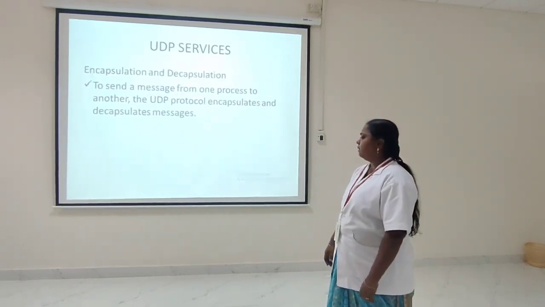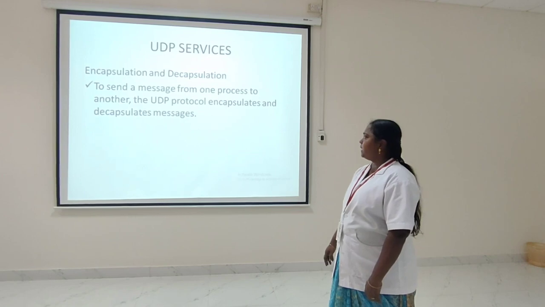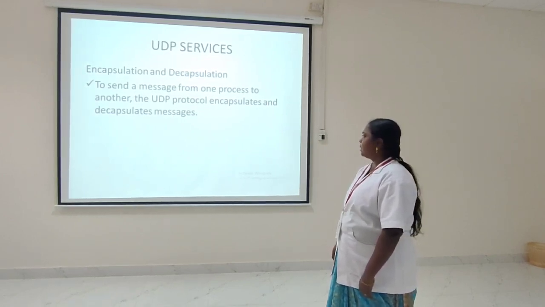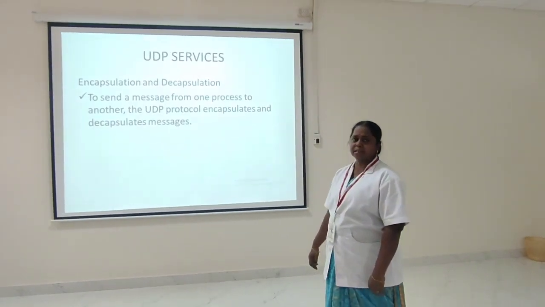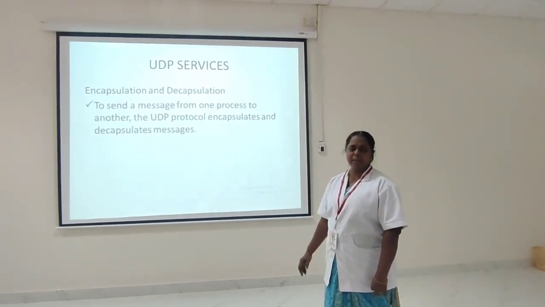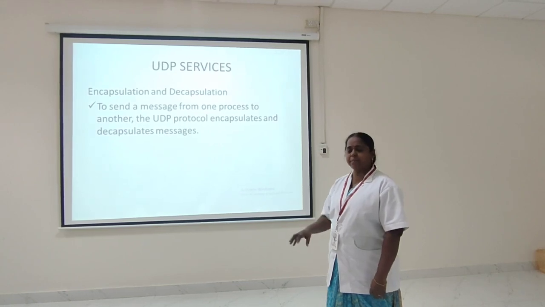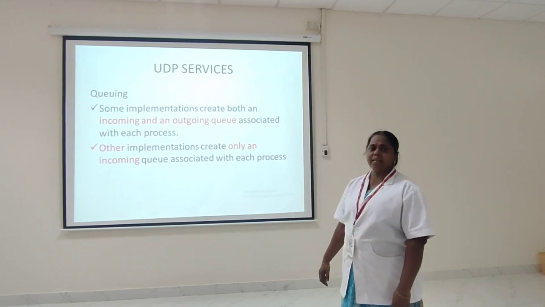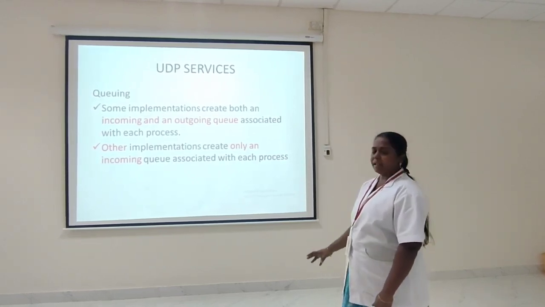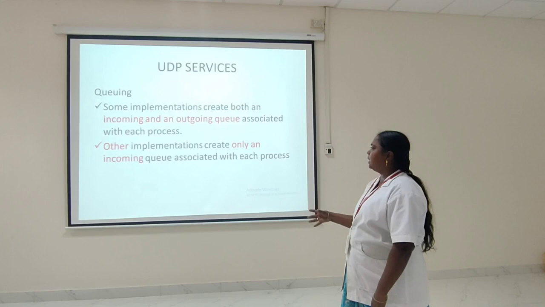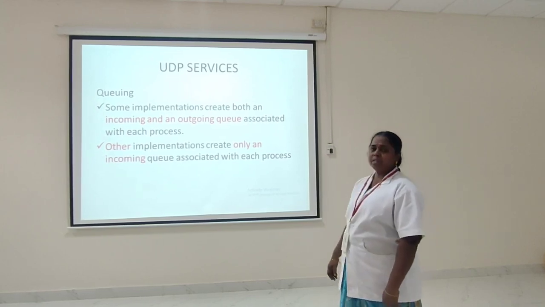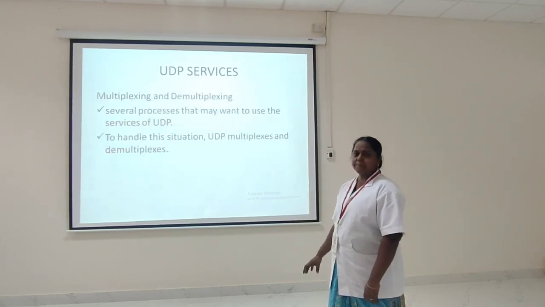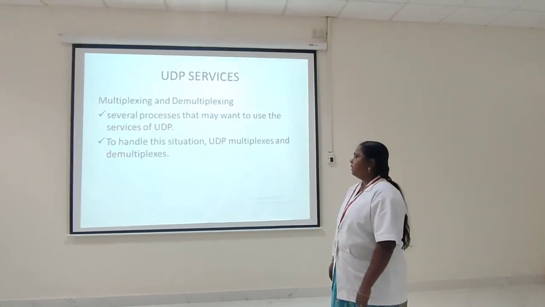Next, encapsulation and decapsulation. To send a message from one process to another, the UDP protocol encapsulates and decapsulates messages. Every message is encapsulated with some other data, and the same is decapsulated at the destination end. Queuing. In the implementation of UDP, there are both incoming and outgoing queues. The queue is used to maintain the delivery of packets. No order is required, so it keeps the packets in the queue.